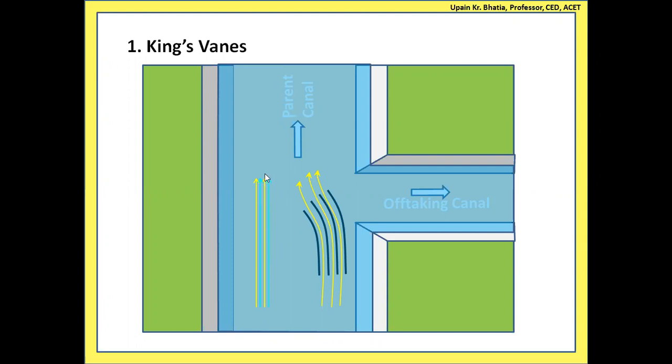The blue arrows are silt-free water. In this portion they go straight, but in this portion they find their way towards the off-taking canal. So this avoids the entry of silt into the off-taking channel, because in the portion to be diverted towards it, the bottom and top layers are segregated. The bottom layers are segregated by these vanes, and the top layers are diverted without any obstruction. So this is basically the working of King's vanes.